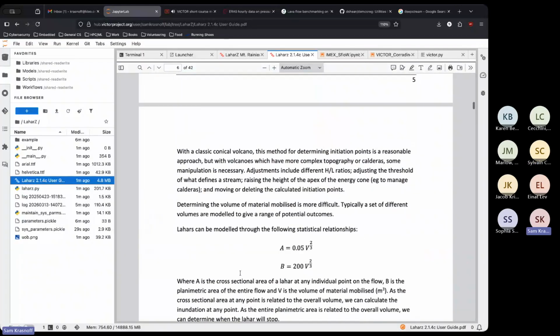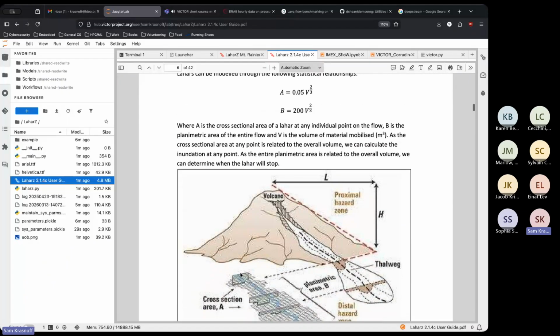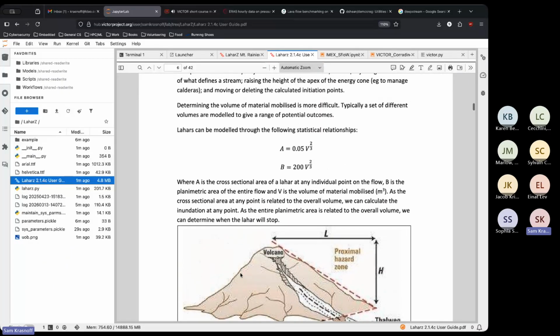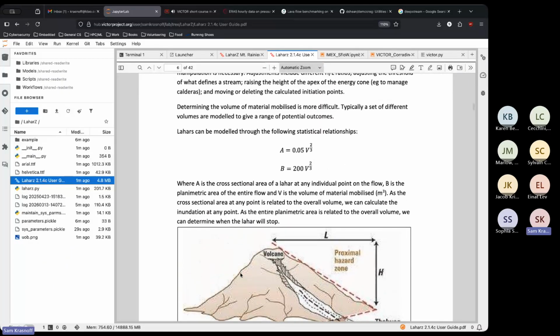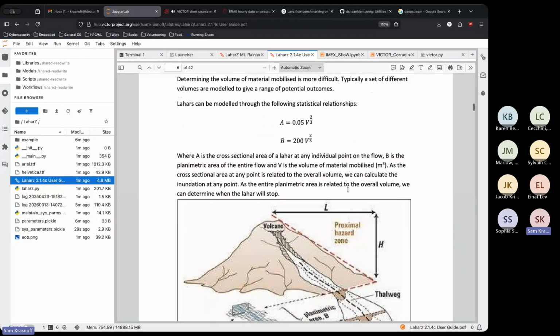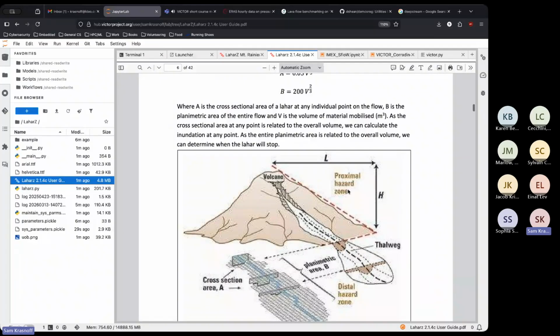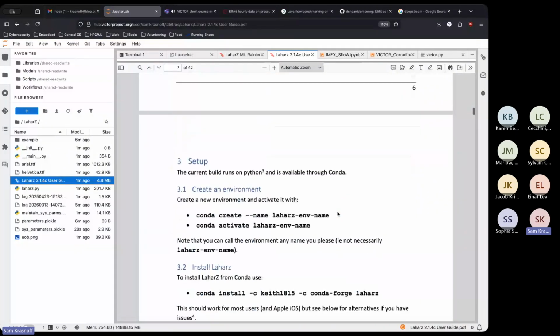Absolutely. Let's see, volume material. There are a couple more things we can talk about with the volume of material mobilized, and cross-sectional area and the planimetric area of the flow. But again, this is all in the Lahars models folder. It's on the GitHub, so if you want to read into it more, it's all there.